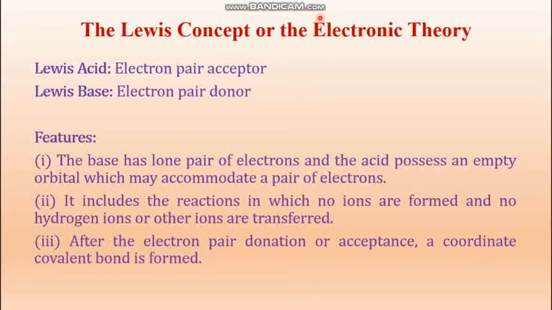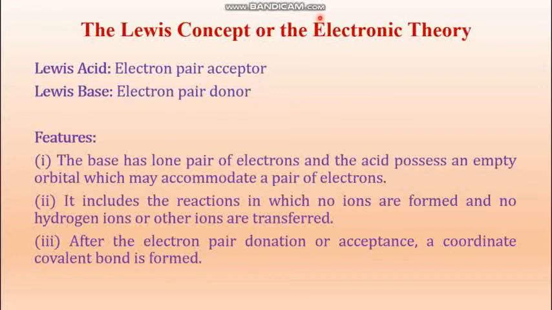So a substance which has a lone pair of electrons which it can donate will be treated as a base. And if a species has to accept a lone pair, then it should have the accommodation facility, so that it has some empty orbitals to accommodate the accepted electrons.